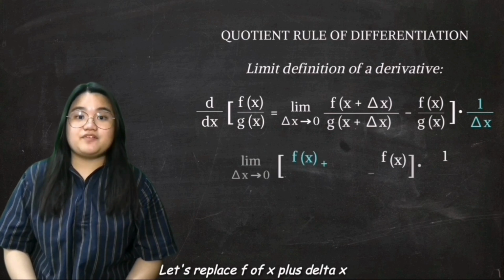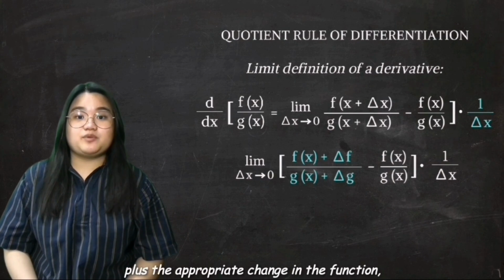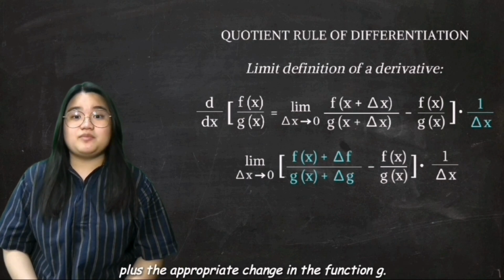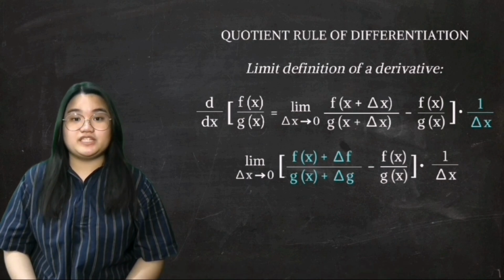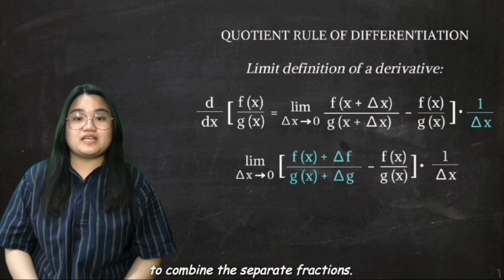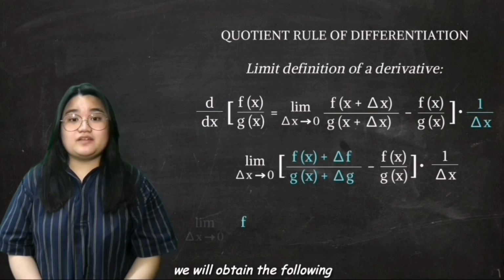Let's replace f of x plus delta x by the value of the function at x plus the appropriate change in the function. And g of x plus delta x will become the value of g at x plus the appropriate change in the function g. In the next step, we will be cross-multiplying to combine the separate fractions. By expanding, we will obtain the following.